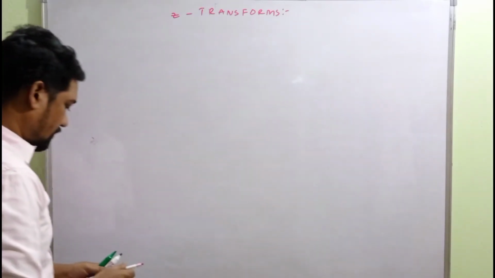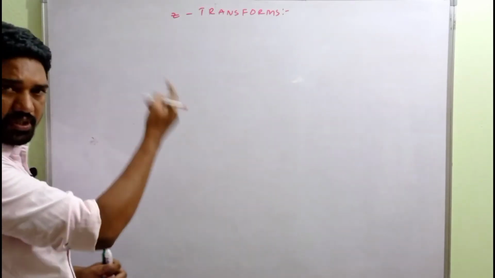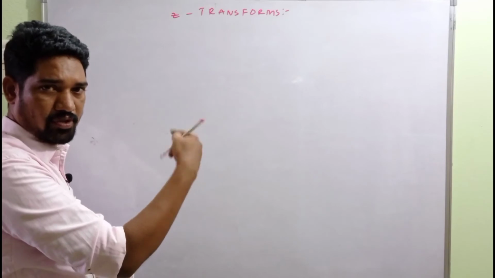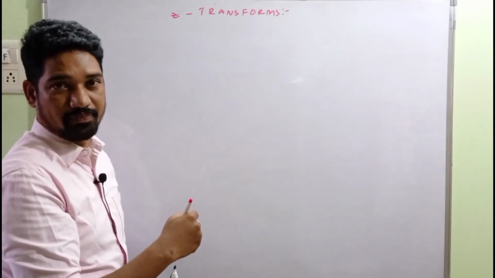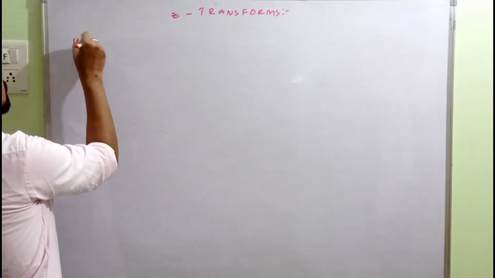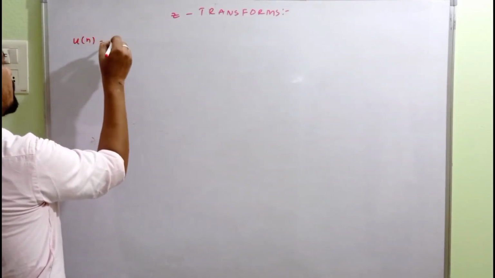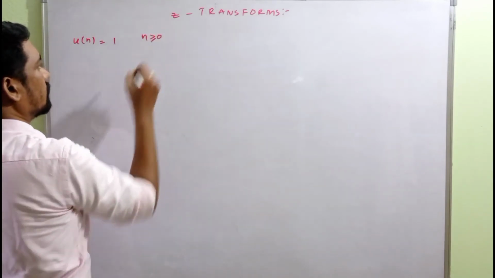Here you might have come across what is a step function, u of n, u of t in case of continuous. We are talking about Z transform, guys. It's discrete time, right? So what will be u of n? U of n is a step function which is equal to 1 for n greater than or equal to 0.